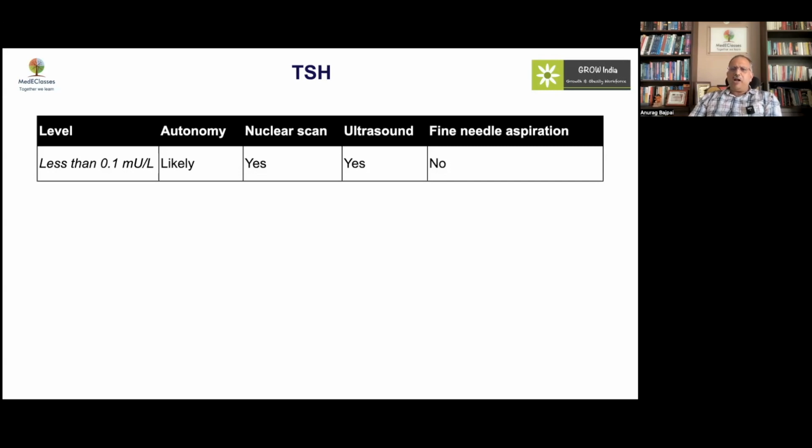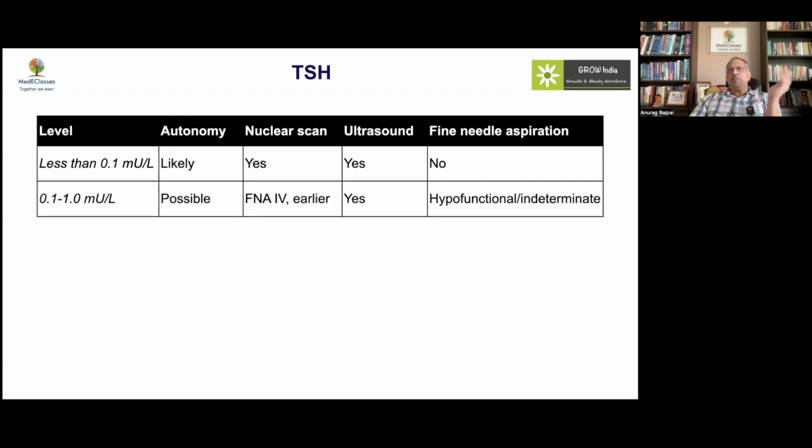You should also go for an ultrasound. Fine needle aspiration is usually not required, and we'll discuss when it will be required in this scenario. If it's 0.1 to 1, this is an interesting scenario. It may or may not be an autonomous lesion. And in this regard, usually FNA and scan are not really recommended.